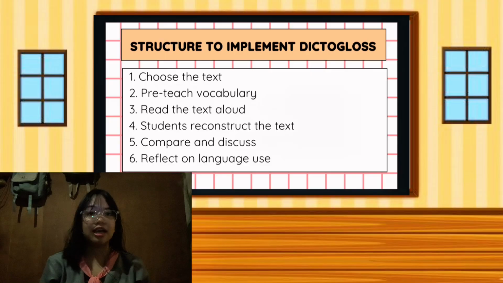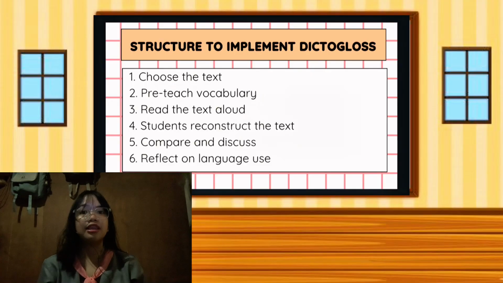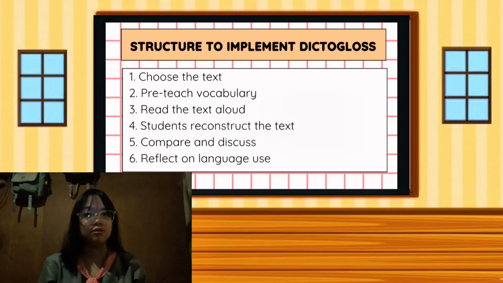First, choose the text. Select a short, level-appropriate text that matches your student's language ability and lesson goal. Second, pre-teach vocabulary. Introduce keywords or phrases so students can understand the text better during listening. Third, read the text aloud. Read the passage at normal speed, usually twice, while students listen and take notes.